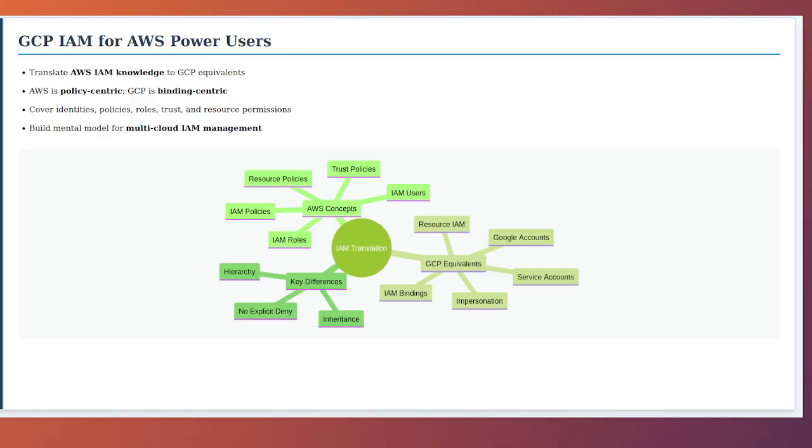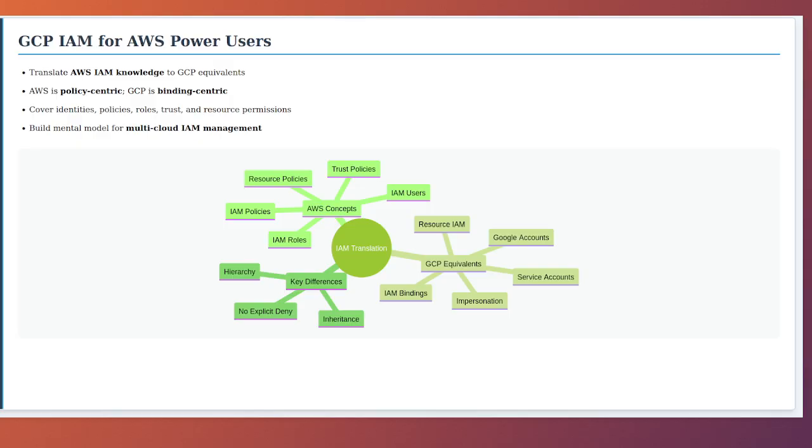In this presentation, we will explore Google Cloud Platform Identity and Access Management from the perspective of someone who already knows AWS IAM inside and out. If you have been working with AWS policies, roles, and permissions, you will find that GCP takes a fundamentally different approach to solving the same problems. Understanding these differences is crucial for successfully working in a multi-cloud environment or migrating workloads from AWS to GCP.